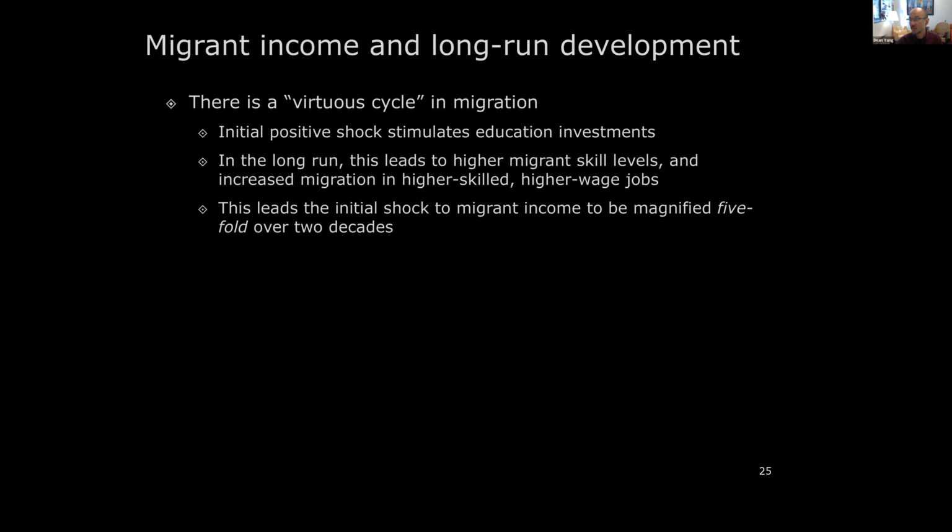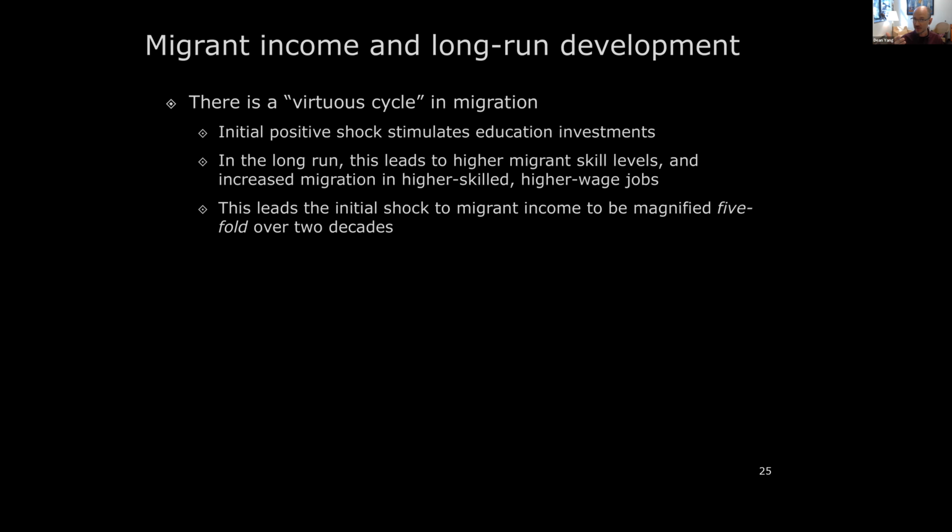And this, over a 2-decade period, actually leads the initial shock to migrant income that we can measure in the shift share variable to be magnified fivefold over 2 decades. So that's what we mean by the virtuous cycle.